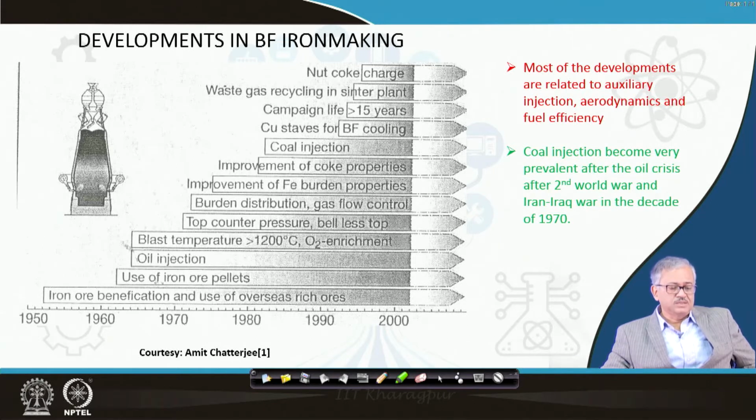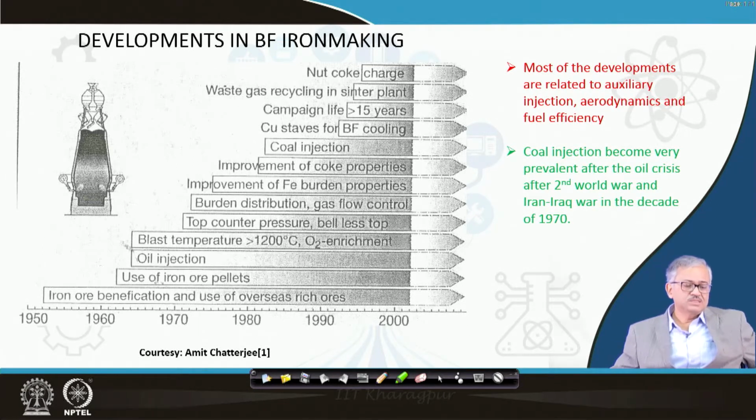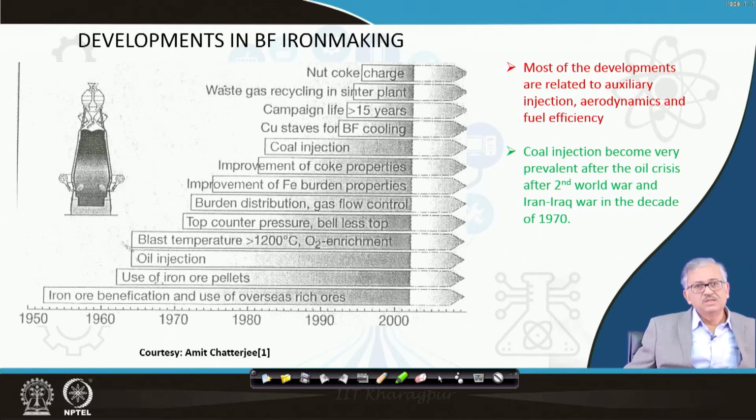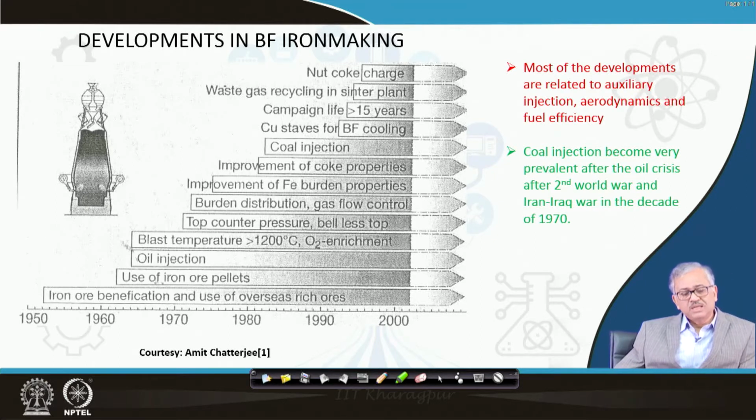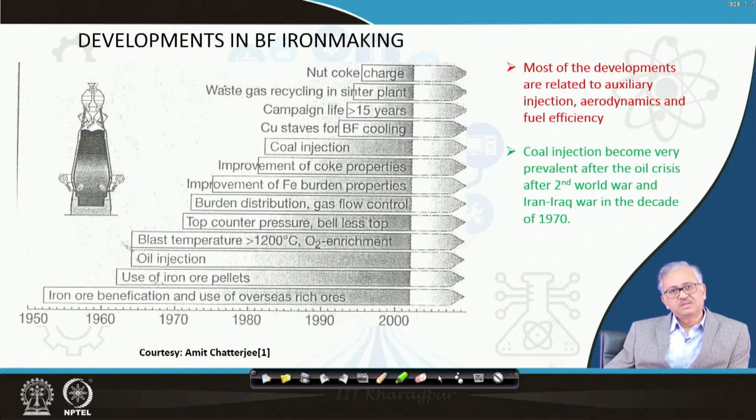Then oil injection, that is the auxiliary oil injection, came into the blast furnace. Why this oil injection? Because the idea was that it can increase the productivity, because oil basically can supplement the heat and the reduction potential of the coke that is obtained from the coke.